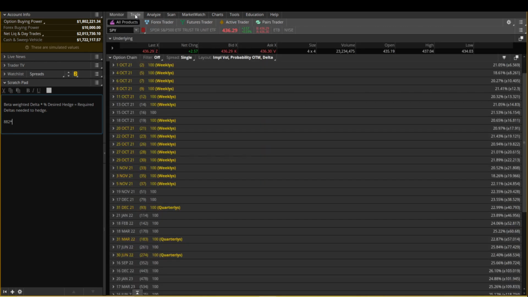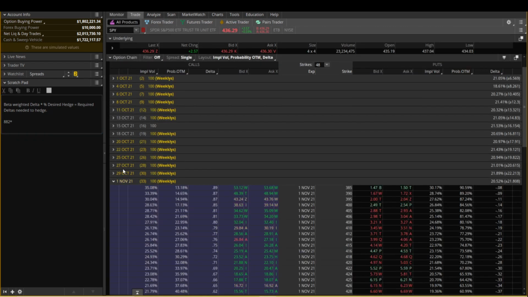And to do that, you just go in the trade tab. You could open up an expiration, and you want 800 deltas. So that's how you would do it for 100%.